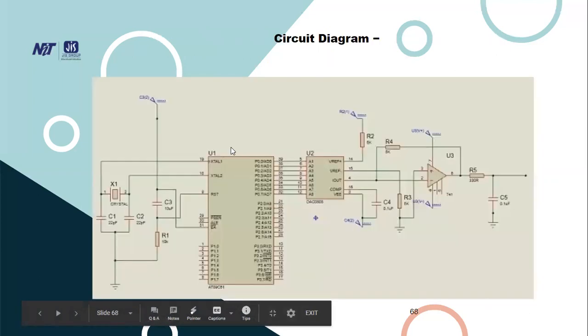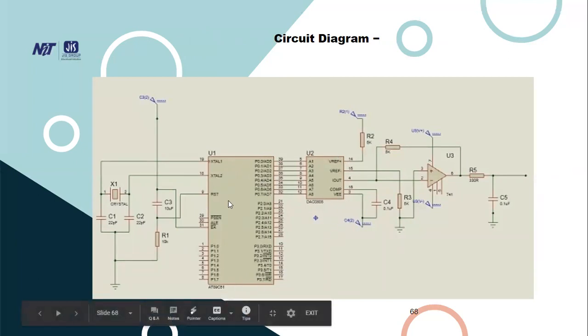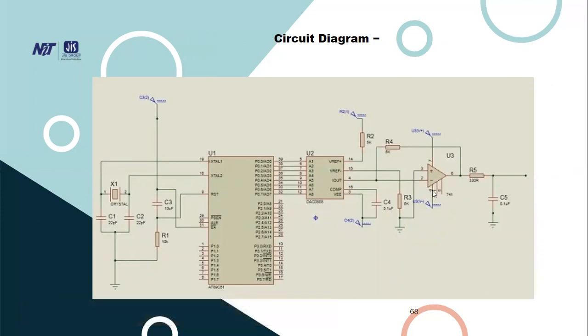So this is the circuit diagram, showing how it is connected. There is the crystal oscillator. This is the DAC and this is the microcontroller. They are connected. This is the op-amp.